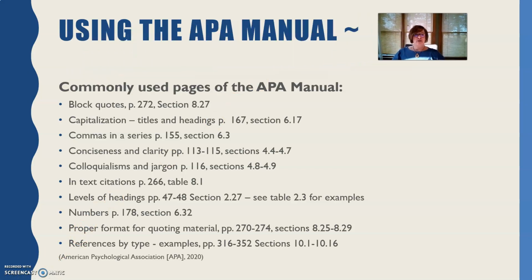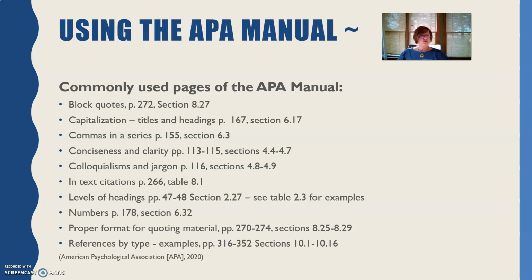And these are some of the pages that you may want to tab in your APA manual. These are the commonly used pages in the manual, and like I said earlier, we don't use quotes a lot, but if you do happen to use a block quote, it is anything that has 40 words or more, and you use a different format for those types of quotes. And it gets into capitalization, titles and headings, and that's on page 167.